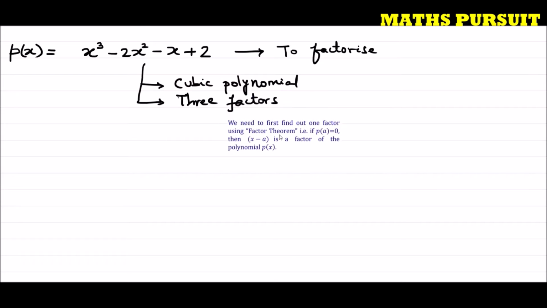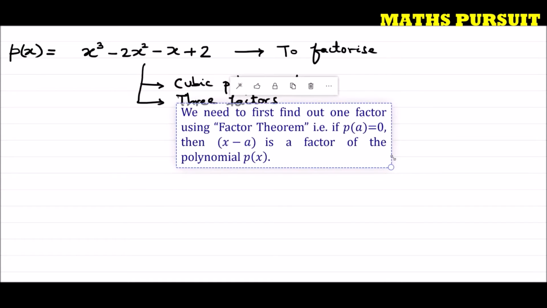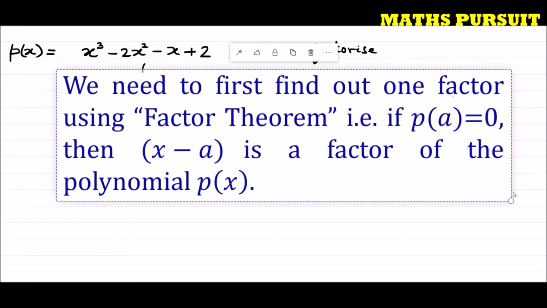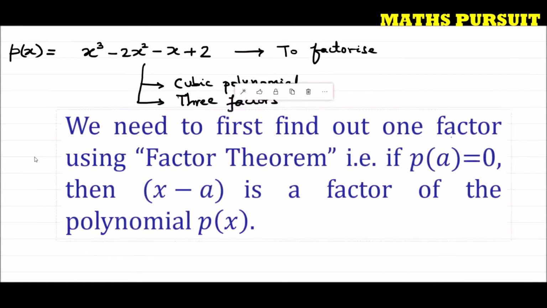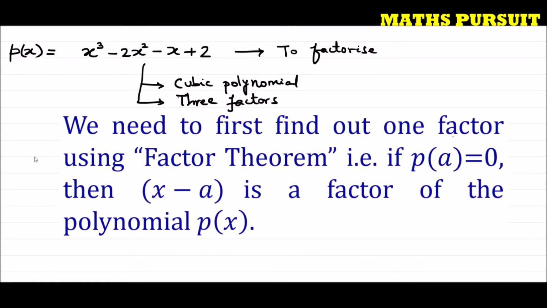If you look here, our factor theorem says that if p(a) is equal to 0, then x minus a is a factor of the polynomial p(x). So using the factor theorem, we are going to find out the first factor, and after finding out the first factor, we can move ahead and find out the other two factors. Now, in order to find out the first factor, let's see what we need to do here.